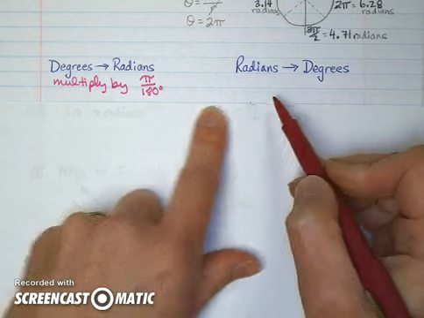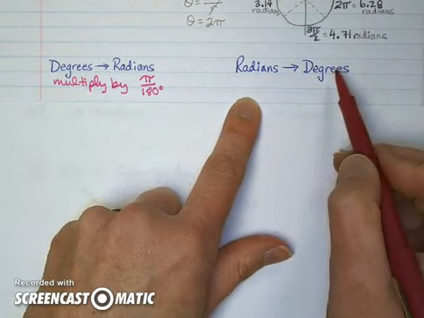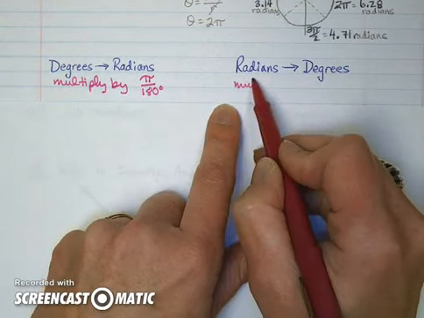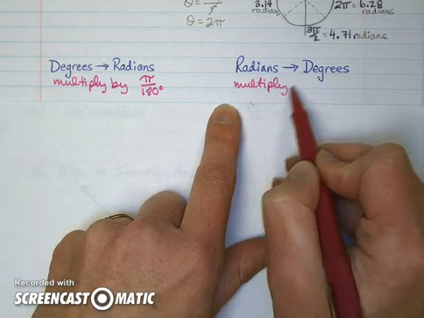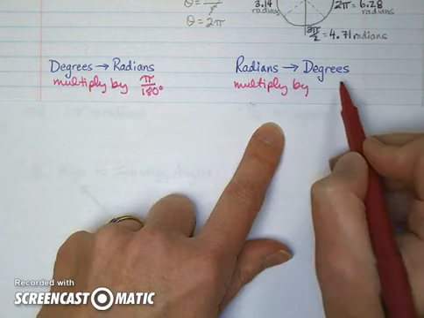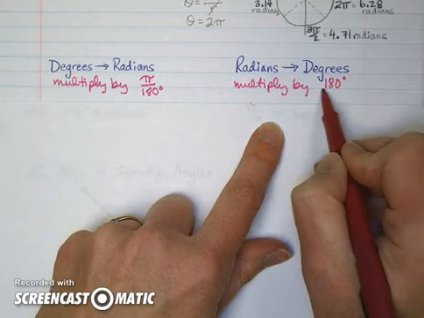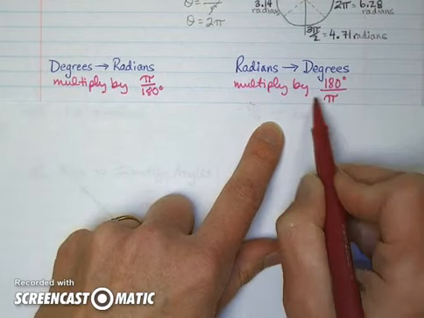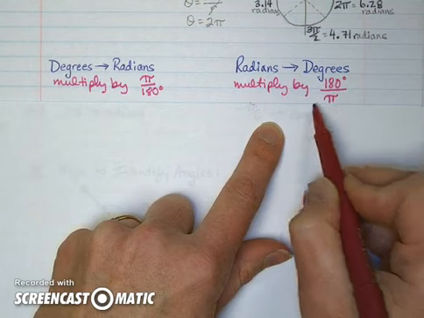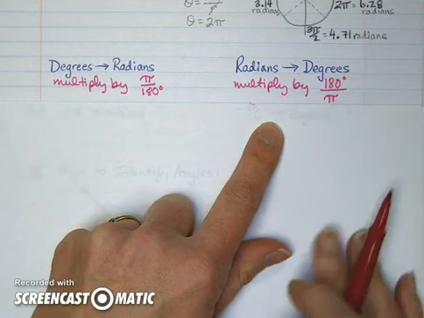Now if you want to go from radians to degrees, then you're going to multiply by, you're just going to flip that, 180 over pi, so that the radian values will reduce and you will be left with degrees. Let's try an example.